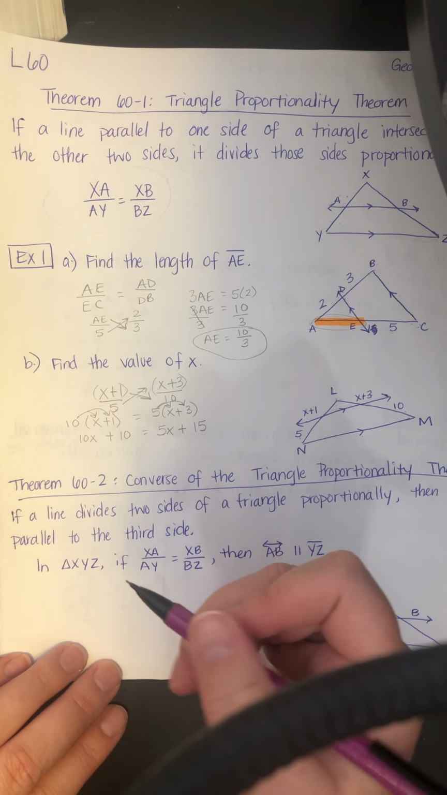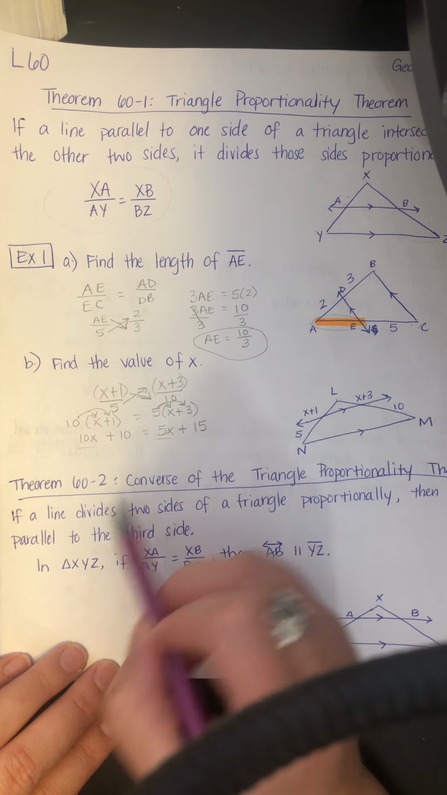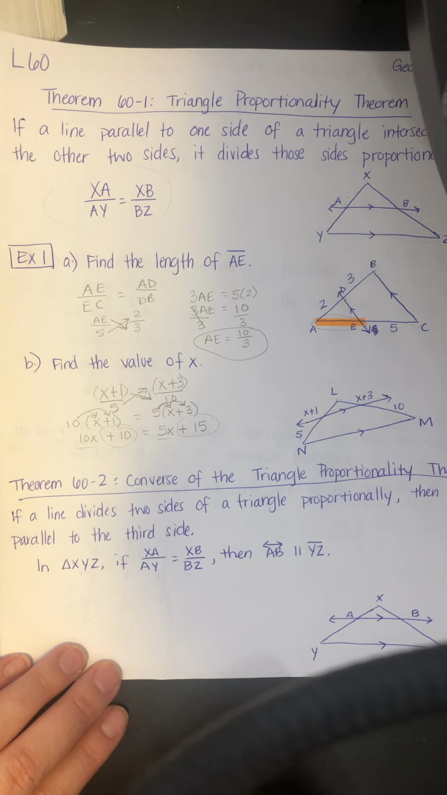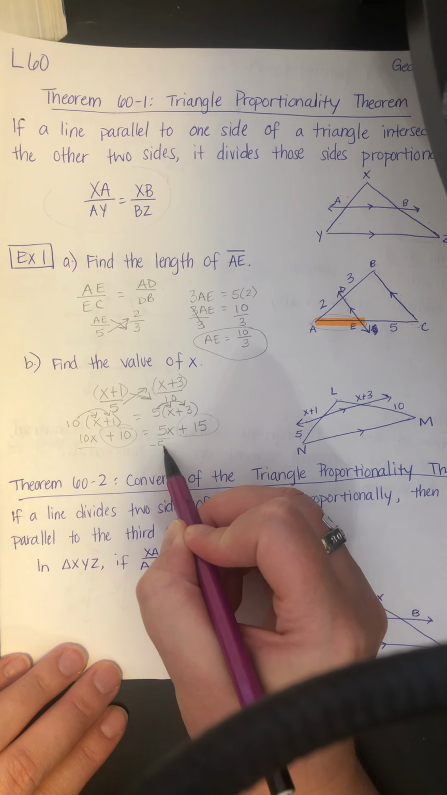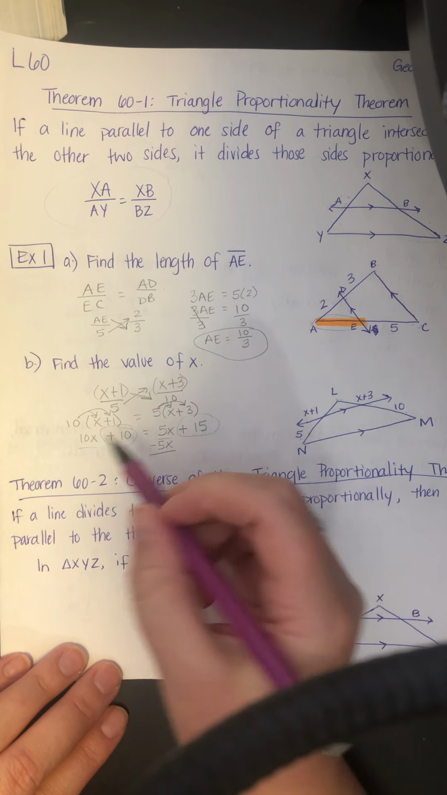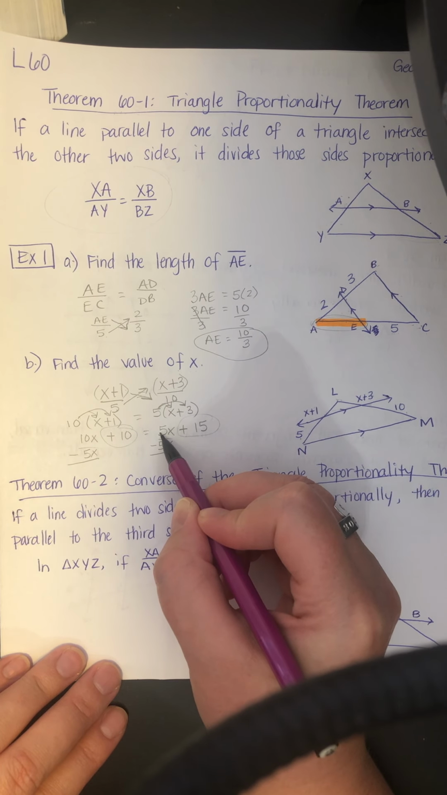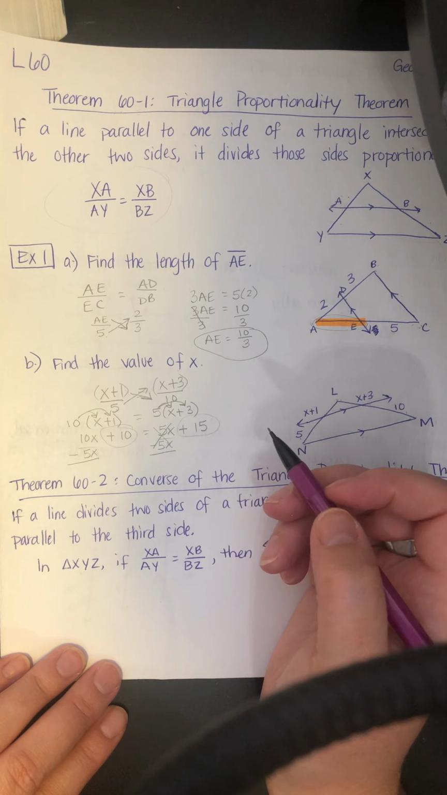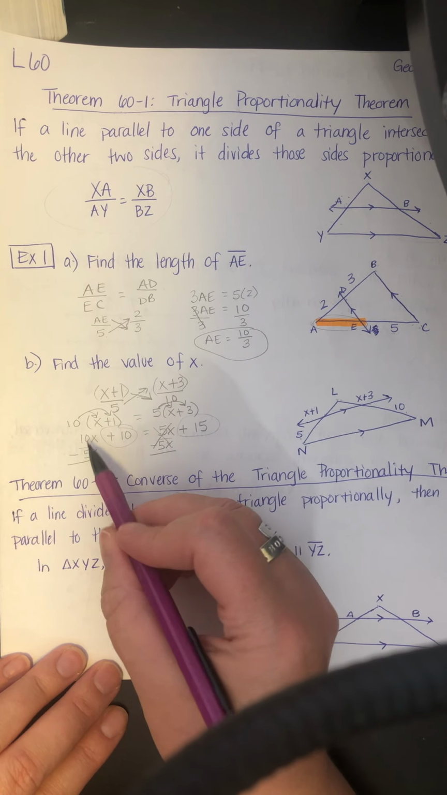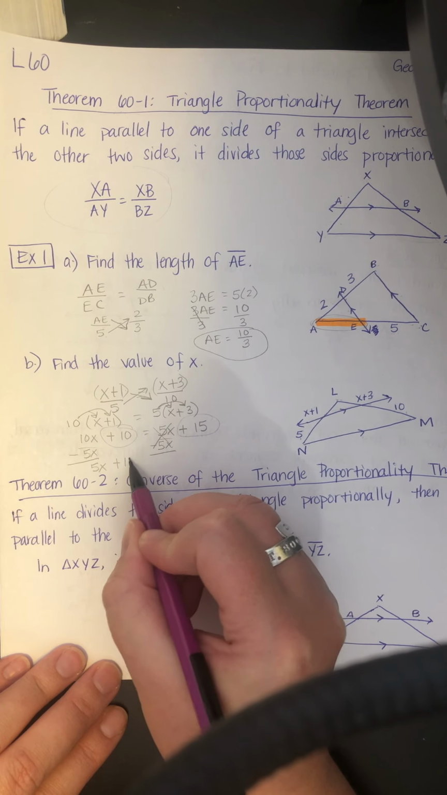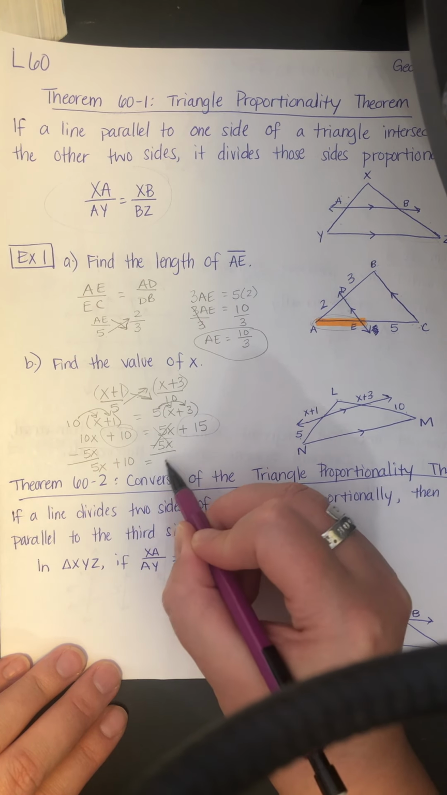Add your like terms, which in this case, the x's are like terms and positive 10, positive 15 are like terms. To combine the x's, I'm going to subtract 5x from both sides. Here it's positive 5x, I'm going to subtract it. That adds up to 0 on the right. On the left, 10x minus 5x is 5x. Bring down your 10, and then bring down the 15.